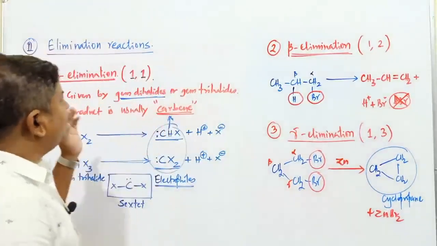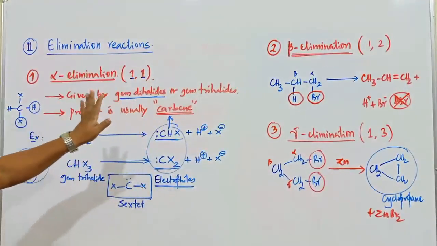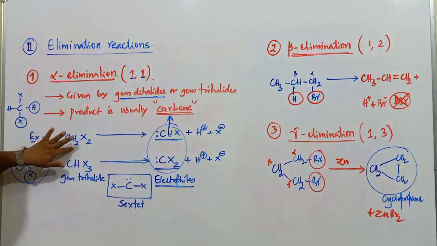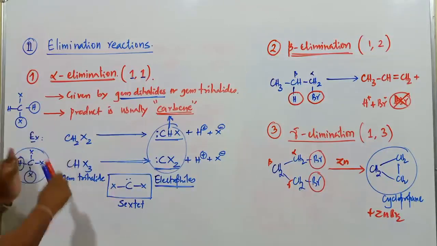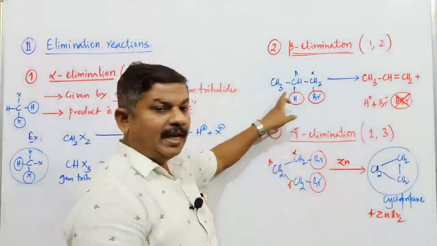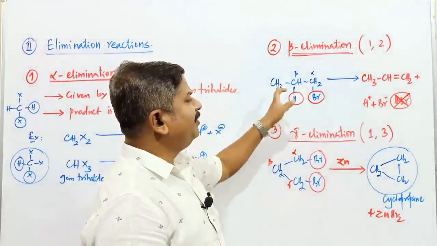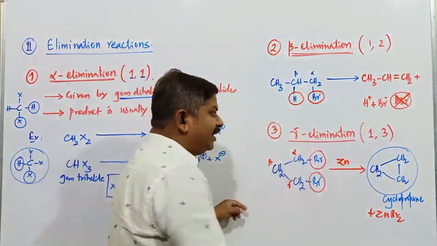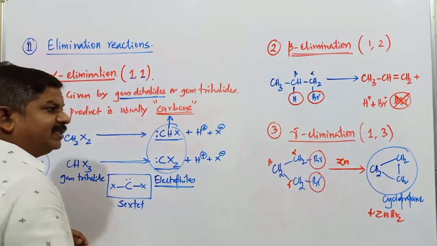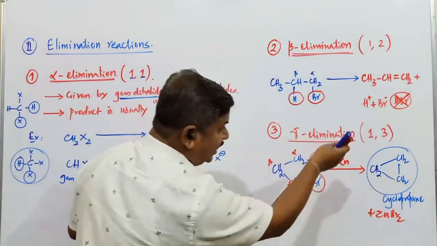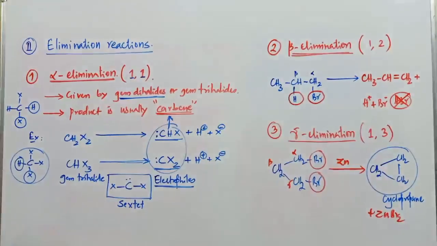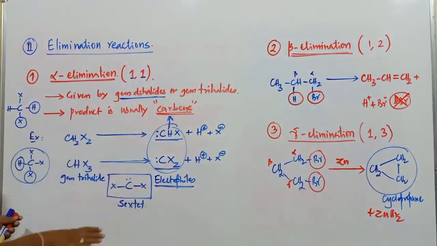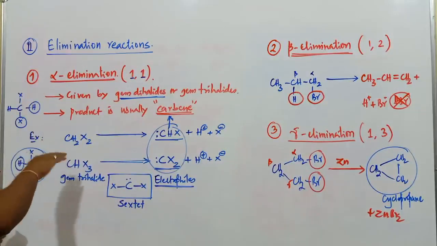What is the difference between alpha, beta and gamma? It's very simple. In alpha elimination, atoms or groups of atoms are eliminated from the same carbon atom. In beta elimination, they are eliminated from adjacent carbon atoms. Gamma elimination is one where the elimination takes place from the 1 and 3 carbon atoms. It is going to be the gamma elimination reaction. These are three important types of elimination reaction: alpha, beta and gamma.